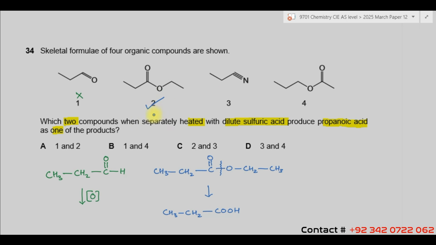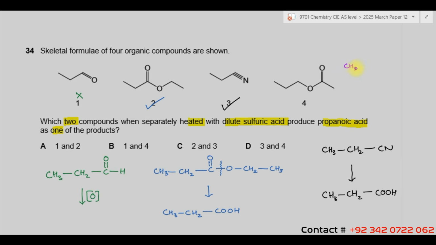So 2 is correct. Third one is CH3CH2CN. This is cyanide. It can be hydrolyzed in acid like dilute sulfuric acid to form respective carboxylic acid. So 3 carbons form 3-carbon carboxylic acid along with ammonium salt. So we have propanoic acid formed. This is also correct.